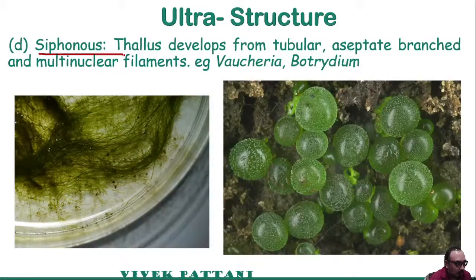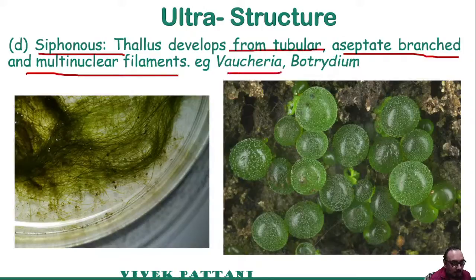Next comes siphonous. The thallus develops from a tubular, unseptate, branched and multinucleate filament. Examples are Vaucheria and Botrydium.